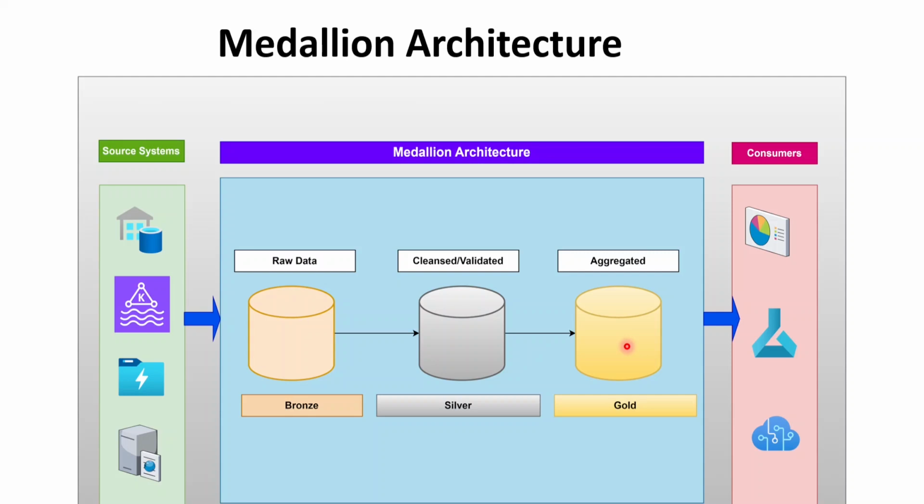It could be various transformations or business aggregations. Once we have completed the data transformations and aggregations, then the final data can be supplied to different consumers. Different sets of consumers can consume the data from the gold layer. This is the standard Medallion architecture, right?